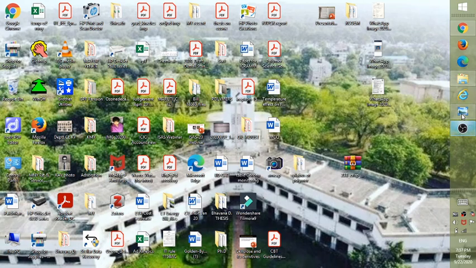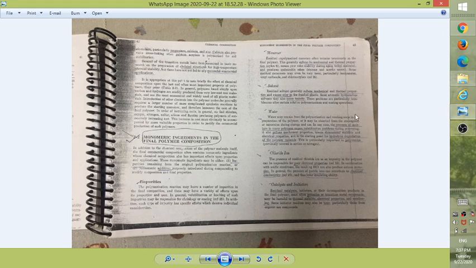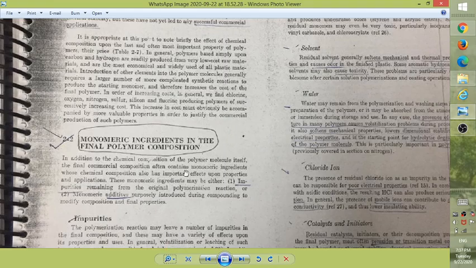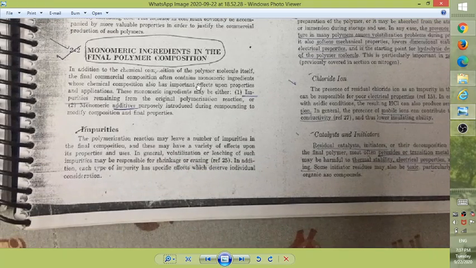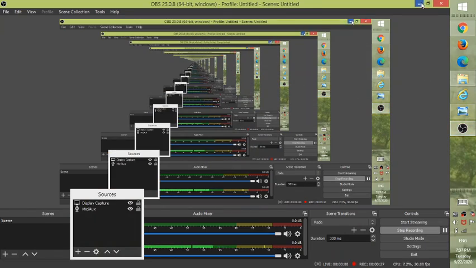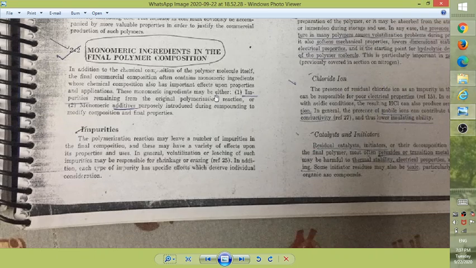Hello class. So let us see the monomeric ingredient in the final polymer composition. This is one of the most important questions. It comes for around 16 marks every year, and if you know this, then probably your 16 marks is guaranteed. So let us see what it is.